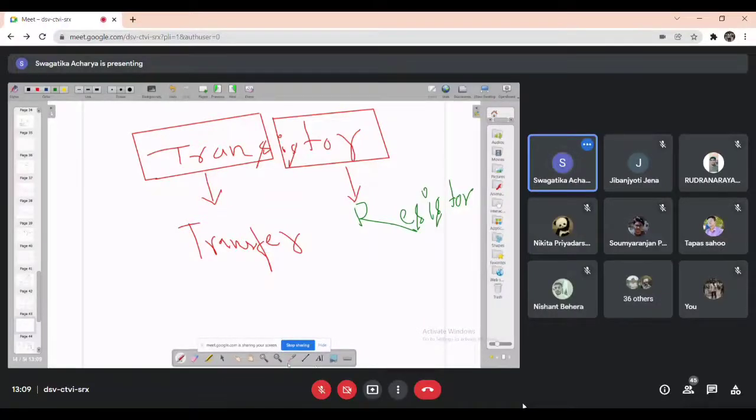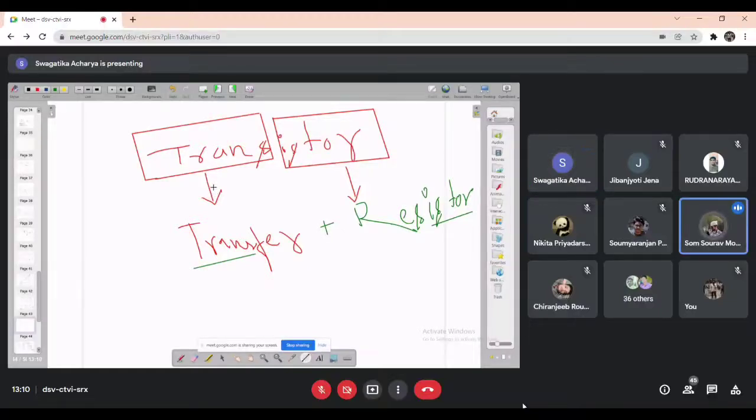Yes or no? Am I audible? Yes, ma'am. Right. So why is this transfer of register? That's why this word is transistor. Why these two terms, transfer and register, are involved?